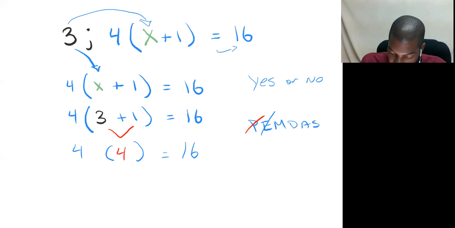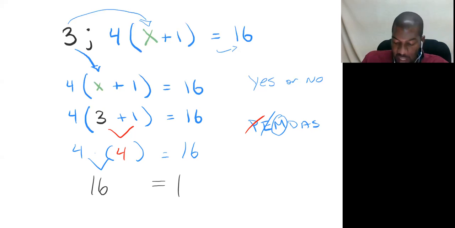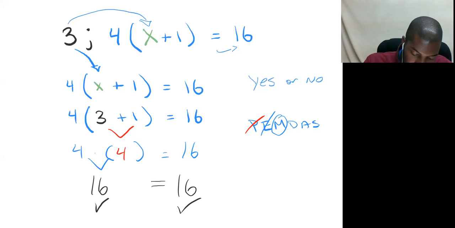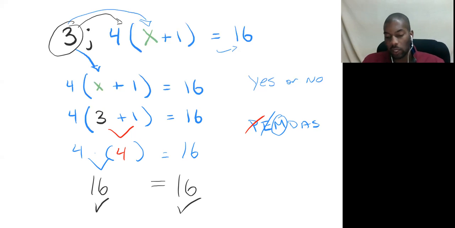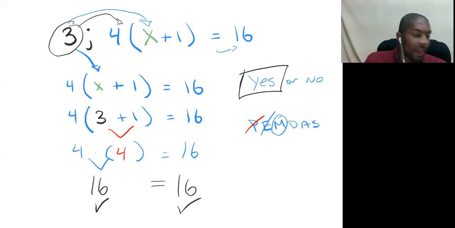I don't have exponents. I do have multiplication. 4 times 4 is 16. Does 16 equal 16? Yes, ma'am. Yes, sir, it does. So, is 3 a solution for the situation 4 times x plus 1 equals 16? The answer is yes. And that's how you solve variable equations if they give you what the variable should be.